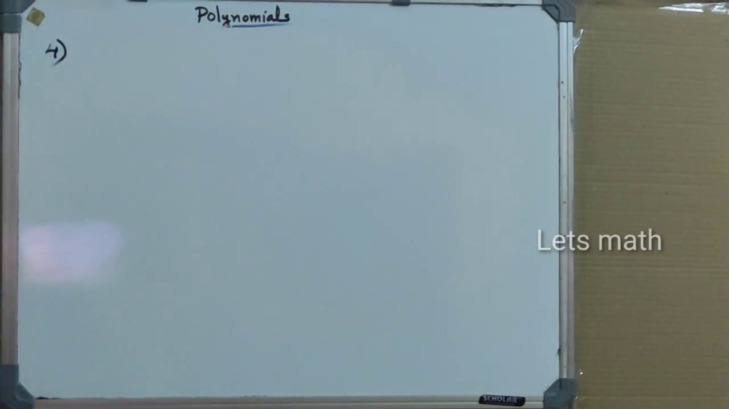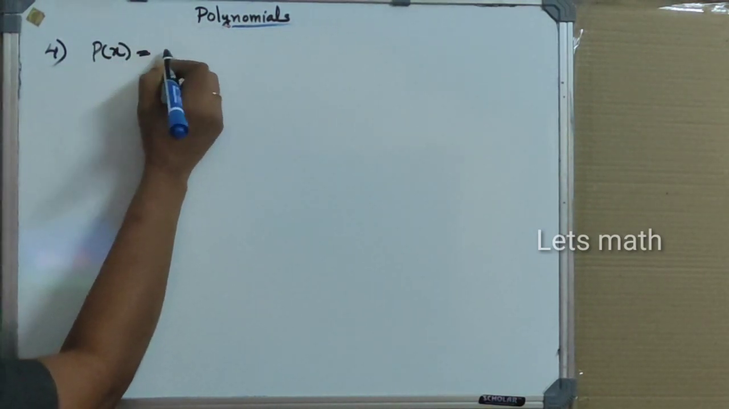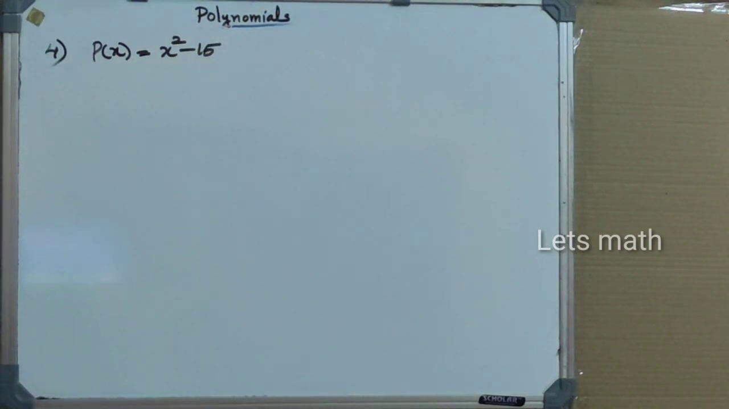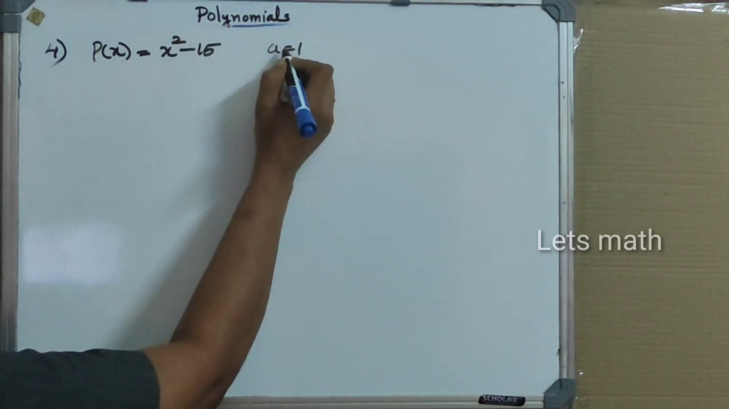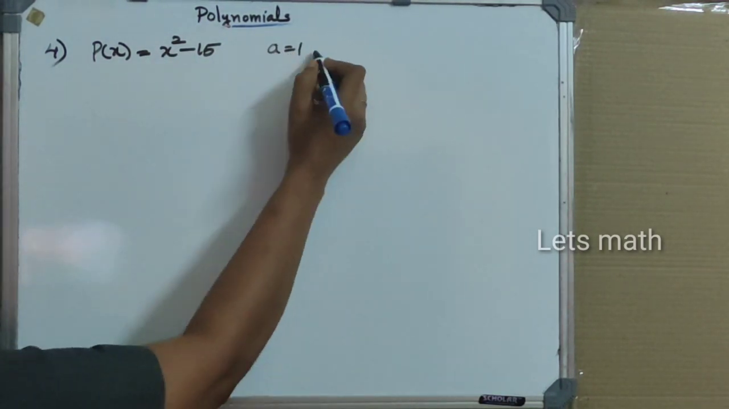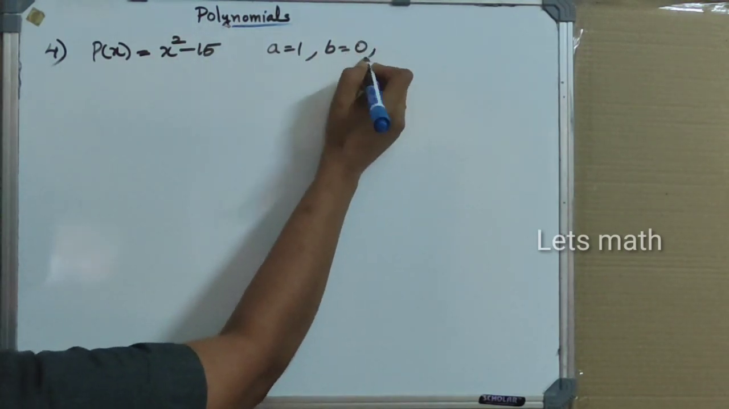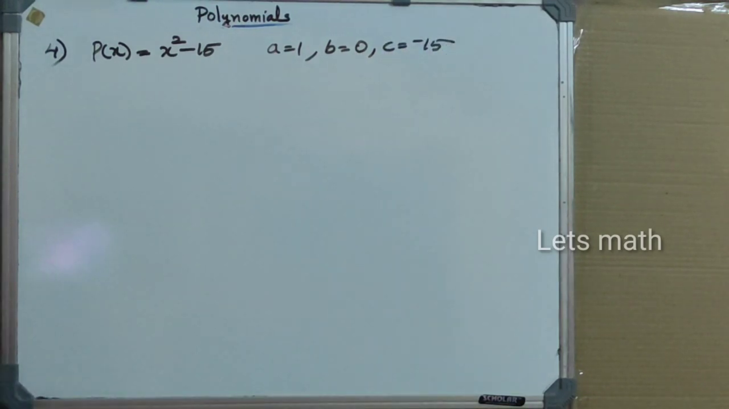Come to the next question. P of x equal to x square minus 15. Now we have to find the zeros. Let us start. A is 1, the coefficient of x square is 1. What is b? The coefficient of x, there is nothing, so we write 0. What is c? The constant, minus 15.